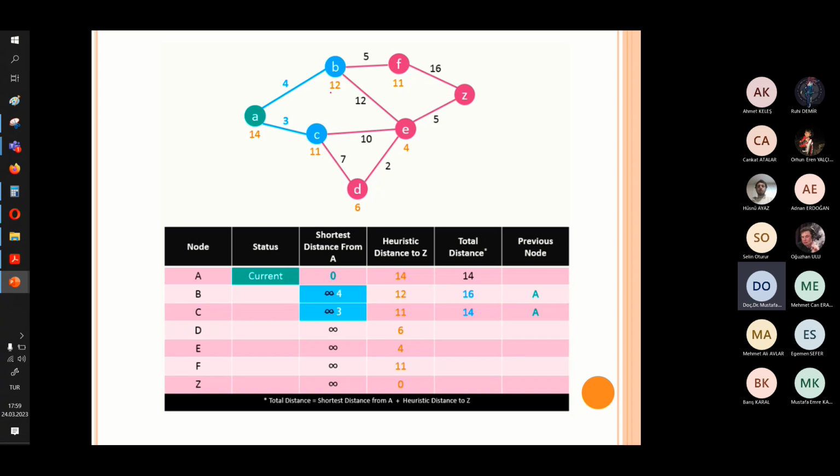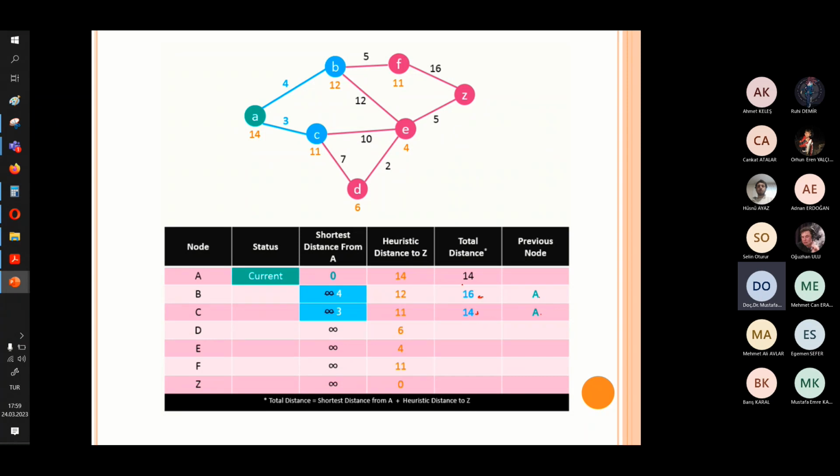4 plus 12 will be 16. So the total distance will be 16. And how about this one? 3 plus 11 will be 14. And we are taking a note that, as in the case of Dijkstra, we reached B with that value by coming from A. So we noted that the previous node was A.